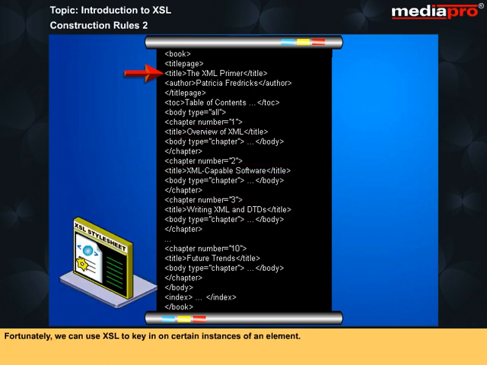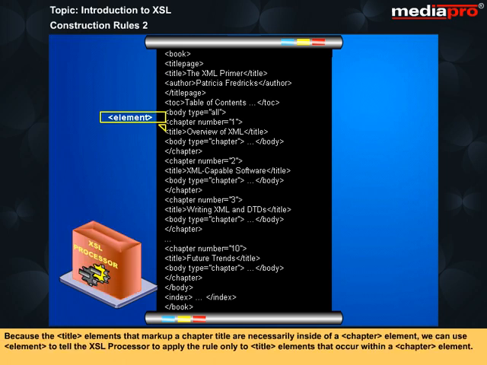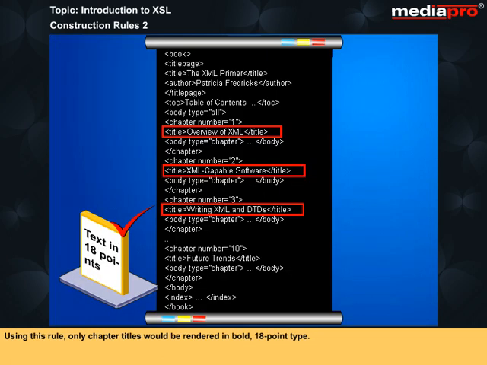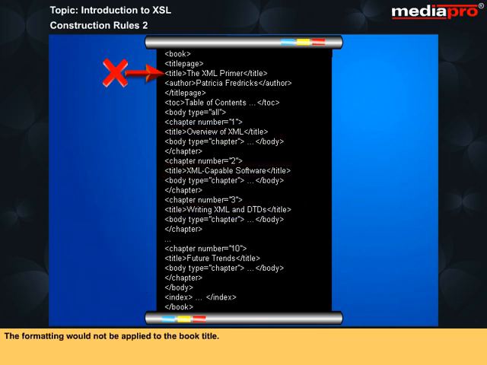Fortunately, we can use XSL to key in on certain instances of an element. Because the title elements that mark up a chapter title are necessarily inside of a chapter element, we can use element to tell the XSL processor to apply the rule only to title elements that occur within a chapter element. The modified construction rule would appear like this. Using this rule, only chapter titles would be rendered in bold 18-point type. The formatting would not be applied to the book title.